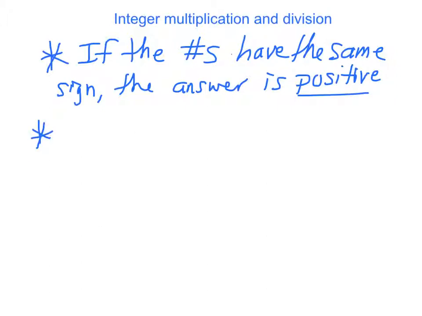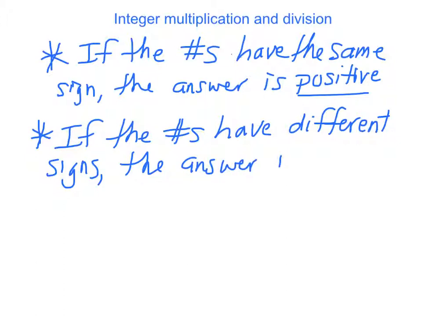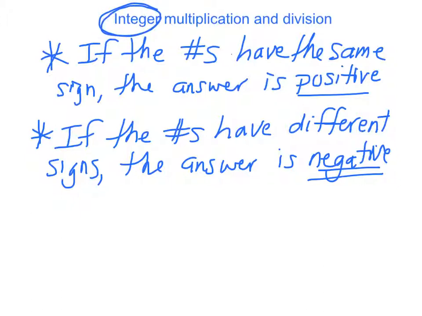The other rule is kind of the opposite. If the numbers that you're multiplying or dividing have different signs, one's positive and the other one's negative, then guess what? The answer is going to be negative. So again, maybe you think of it as if your two numbers have different signs, they're fighting each other or they're not in agreement. So if your numbers are multiplying and they're not in agreement, your answer has to be negative. Those are honestly the only two guidelines that cover integer multiplication and division.